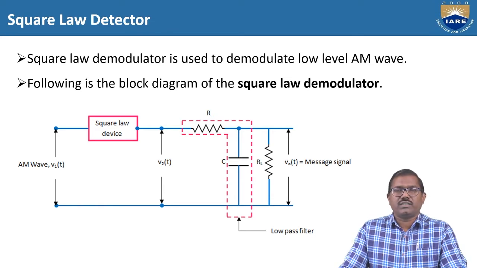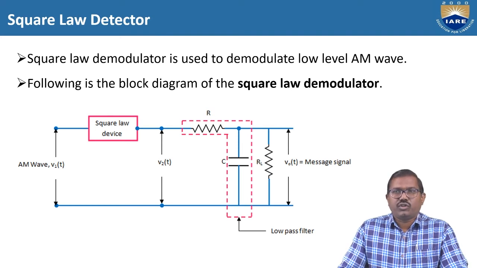Here we are using detector or demodulator, it gives the same sense, no problem. So the square law demodulator is used to demodulate low level AM signal. We are using two varieties, one is square law and one is the envelope. In this picture, we can see the important blocks of the square law detector. One is the square law device, another one is a low pass filter, and finally one load resistor is used.